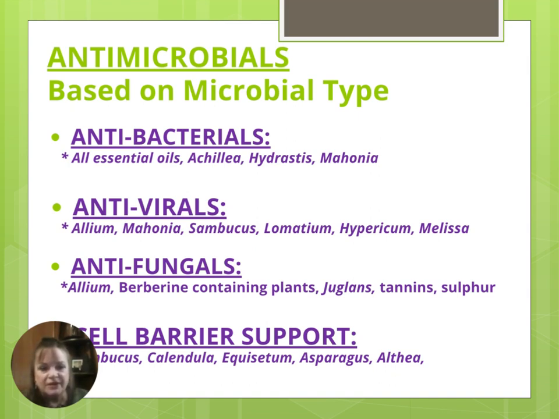Antivirals would include that elderberry that I just mentioned, as well as lomatium, hypericum, that's St. John's wort, melissa. Antifungals include allium, that's garlic and onions, berberine that I just mentioned from Oregon grape and a few other plants, juglans, that's black walnut, sulfur, tannins, all antifungal for GI fungus or topical application. Or things that improve cell barrier integrity, meaning how tight our cell-to-cell connections are, that prevent different bacteria or viruses from holding on and breaking apart cell barriers that allow infections to spread.